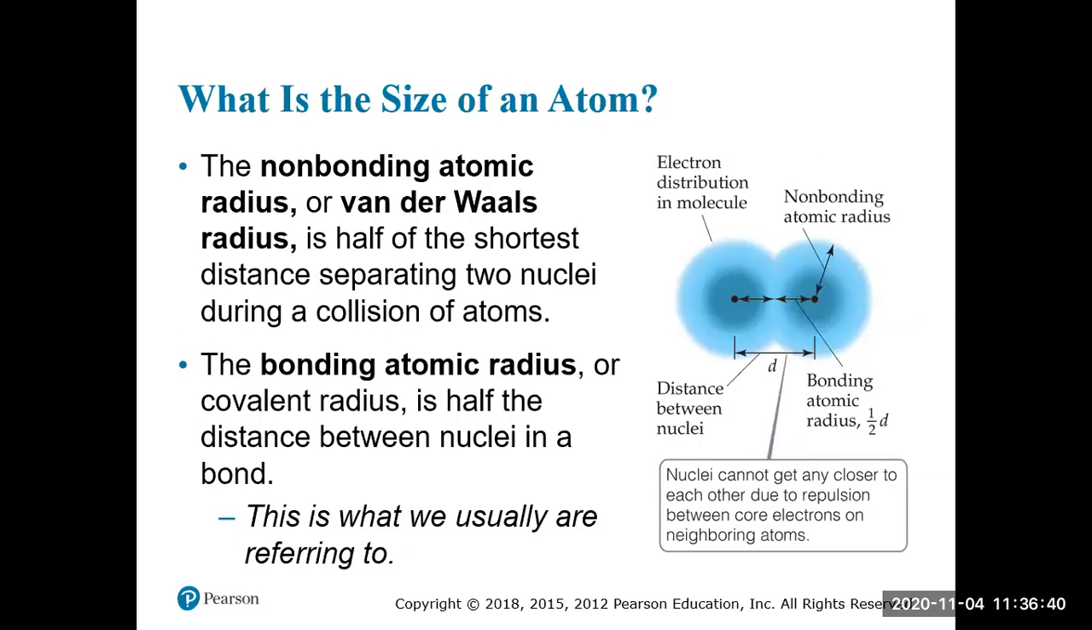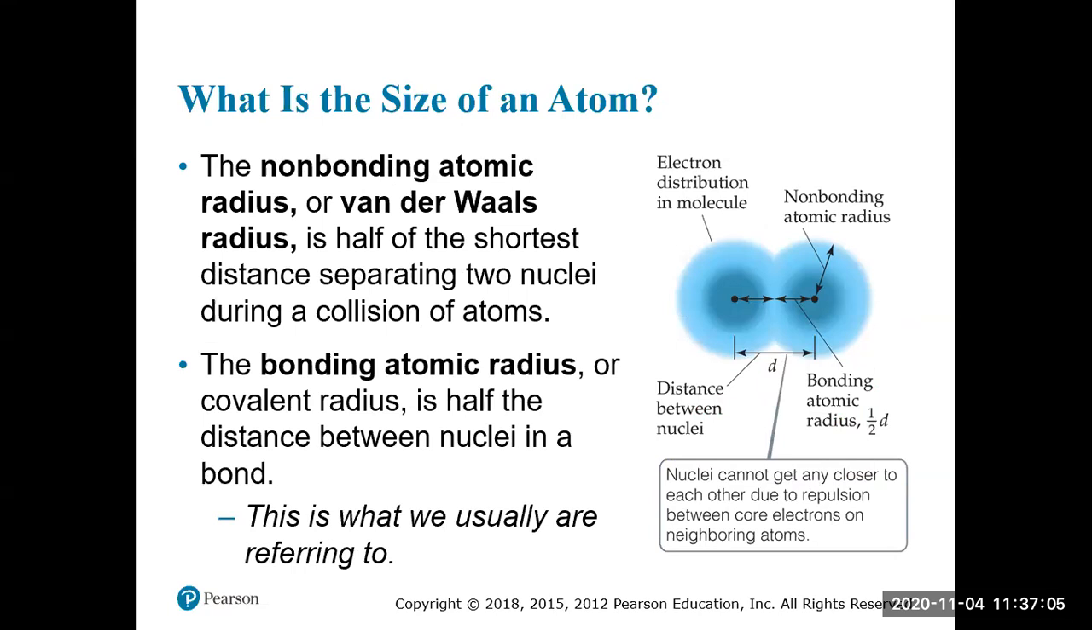So let's talk about the size of an atom. When we talk about the size of an atom, we talk about a non-bonding atomic radius, which is also referred to as van der Waals radius. And this is half of the shortest distance separating two nuclei during a collision of atoms. So in other words, it's not bonding or anything, it's just when the atoms collide.